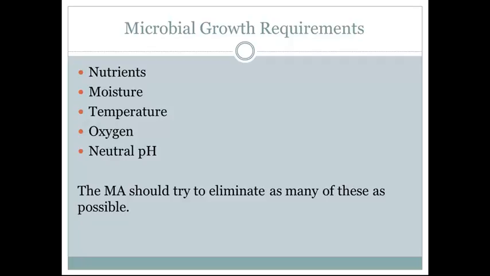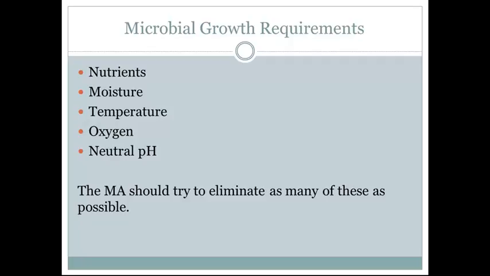Antimicrobial growth requirements. Pathogens require certain growth requirements. The first is nutrients. In order to survive, they like moisture. They like temperature around a human's body temperature, so 98.6 is their preferred temperature. Oxygen: most pathogens are aerobic, meaning they need oxygen in order to survive, but there are a few that are anaerobic that do not need oxygen in order to survive, and in most cases those organisms are killed by oxygen.